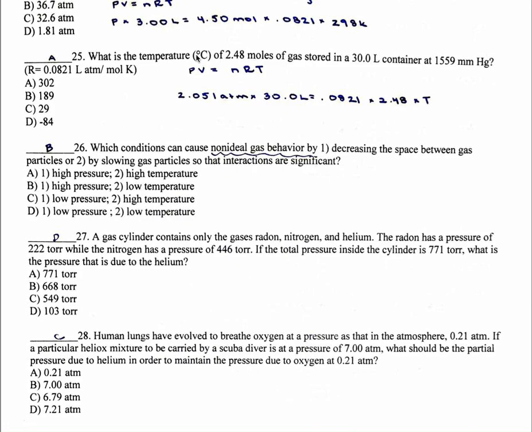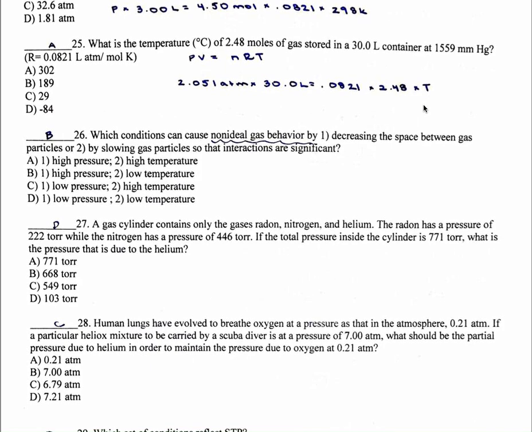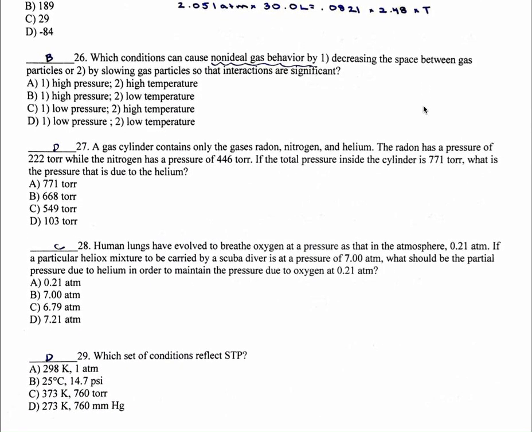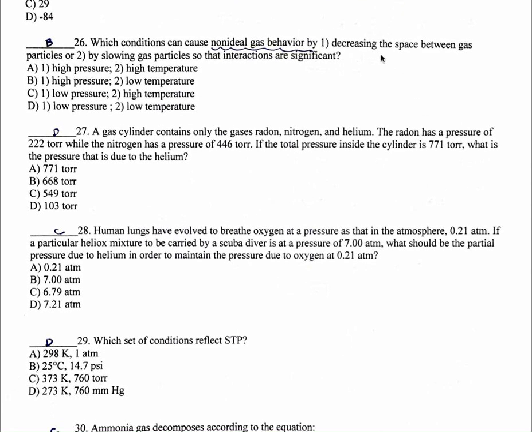And by the way, it's asking for it in Celsius, but this gives it to you in Kelvin. So then you have to subtract 273 from that. Okay, which conditions can cause a non-ideal gas behavior by decreasing the space between the gases, so that's high pressure, and slowing gas particles, that's low temperature. So the answer is B.